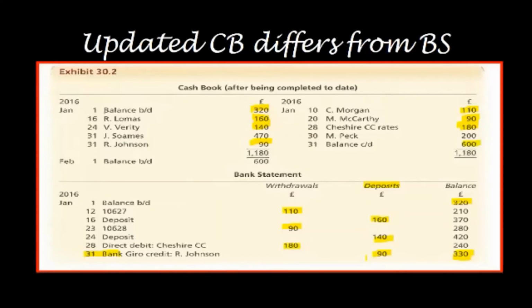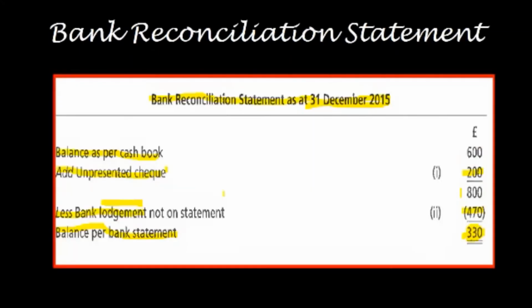Okay, so what we have done there is reconcile our bank statement. Okay, now this is the format for it. It's always the same, balance per cash book. This is the balance after you have updated the cash book, right? And then you add the unpresented checks. You may have more than one check. You can list them across or downwards, add them and put the total across here.